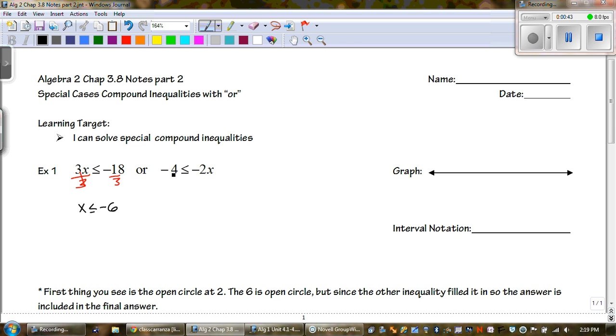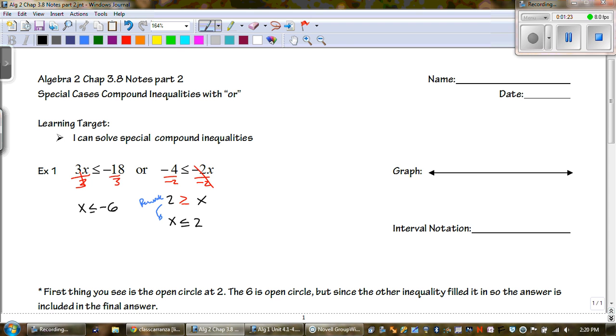Now our next one is negative 4 is less than or equal to negative 2x. The first thing we need to do is divide by negative 2. And we get 2 and x, and what did I just divide by? Yeah, if you divide by a negative, you have to flip the sign. Use a different color for that. Now we have to rewrite that because we want the variable first. The inequality is pointing at the x, so we got x is less than or equal to 2.